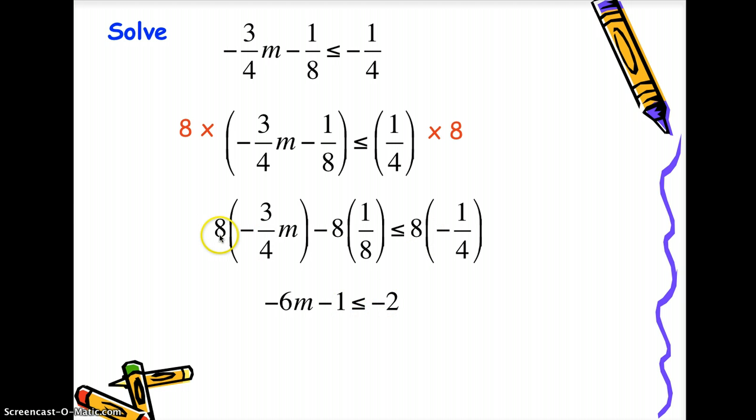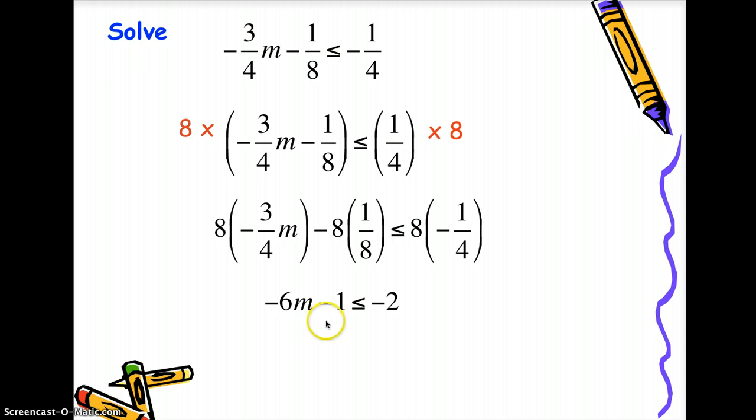So 8 times negative 3 is negative 24. 24 divided by 4 will give you negative 6m. And then here we have 8 times 1 is 8. 8 divided by 8 is 1. So we have minus 1 is less than or equal to 8 times negative 1 is negative 8 divided by 4, which will give you negative 2.